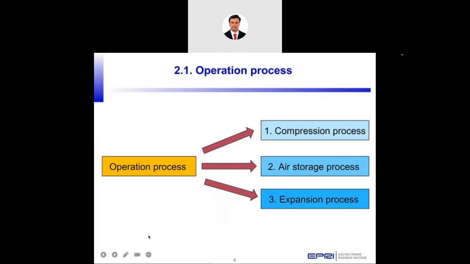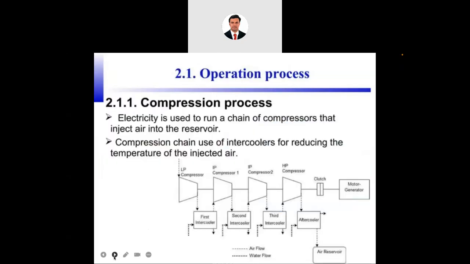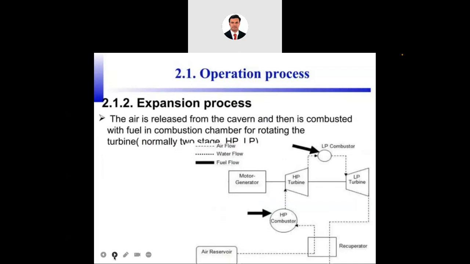Now, the three operations it will consist of: the first one is the compression process, the second one is the air storage process, and the third one is the expansion process. So it is very similar to the previous one. As you already know how the compression and expansion will happen, this particular power plant is very similar to the gas turbine power plant.